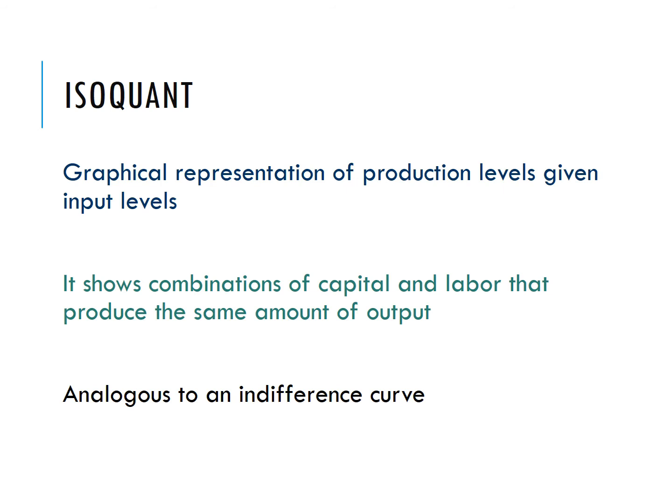So an isoquant is the graphical representation of production levels given the input levels. And it's going to give us the combinations of capital and labor that produce the same amount of output. So this is exactly like an indifference curve. The concept is the same because with an indifference curve, we had different combinations of two goods that yielded the same utility level, and now we have different combinations of inputs that yield the same production level. So it's very similar.